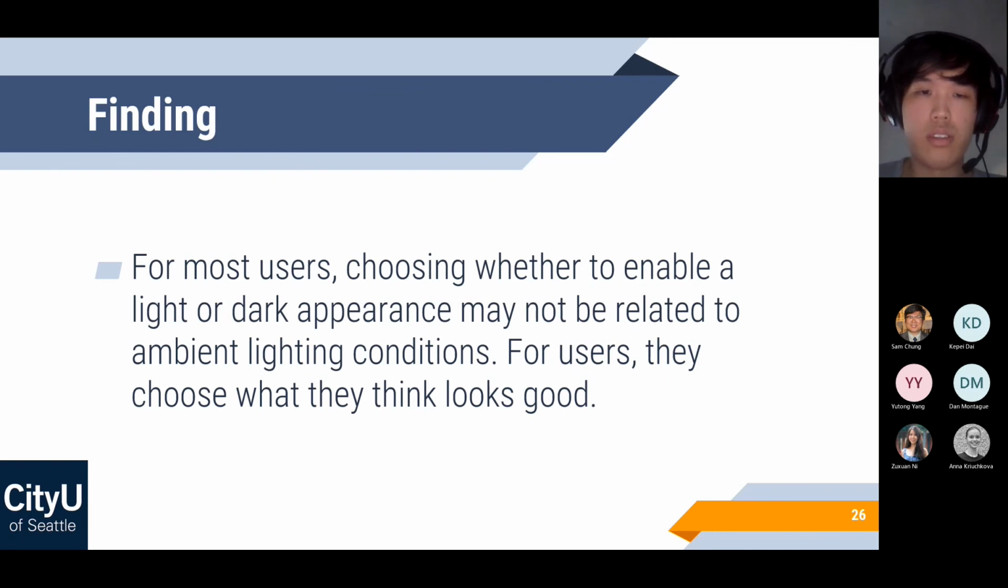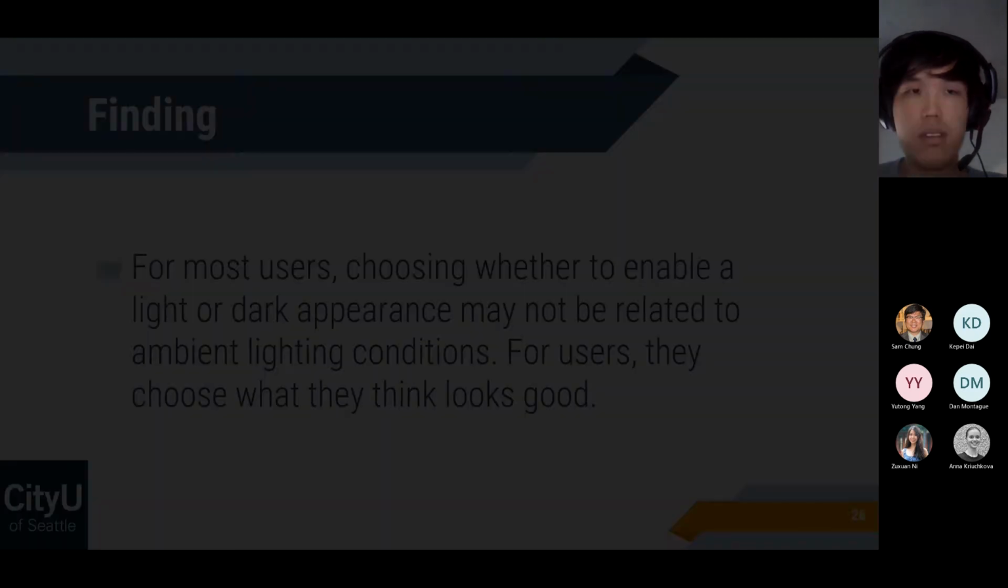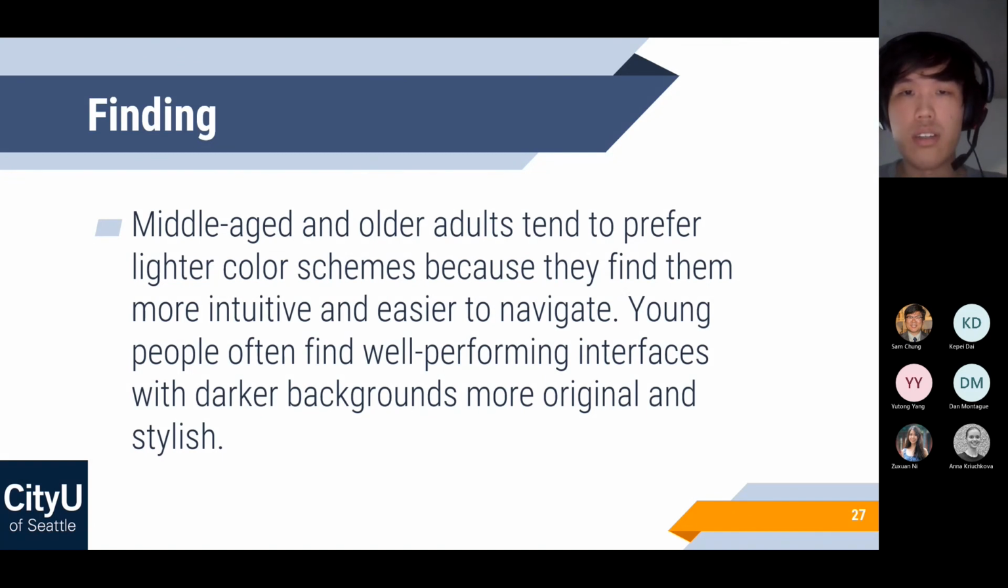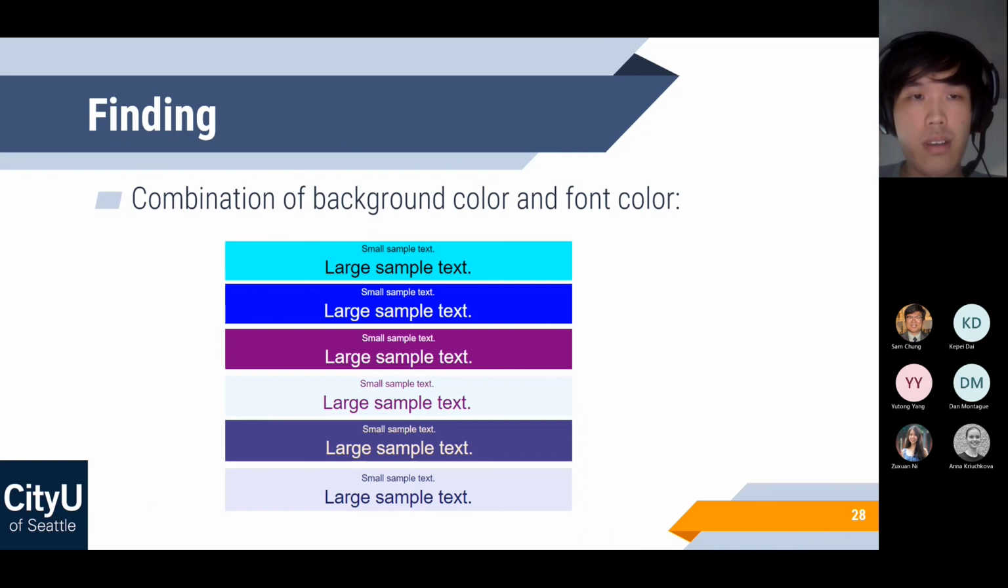may not be related to the lighting conditions. For the user, they think it's good. Middle-aged and older adults tend to prefer the light color screen because they find it more intuitive and easier to navigate. Young people often find a well-performing interface with darker backgrounds more organized and stylish.